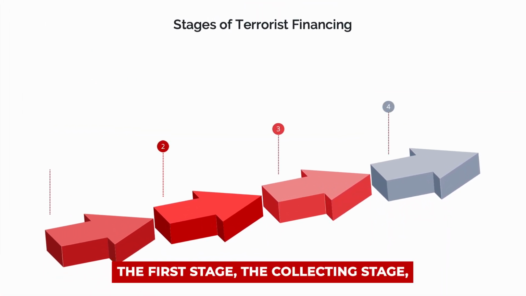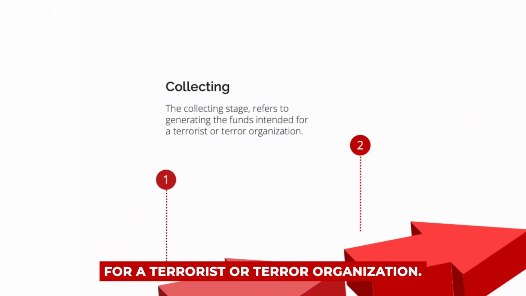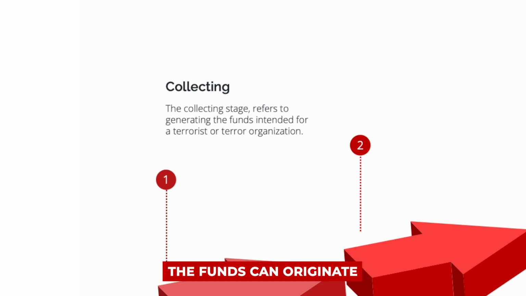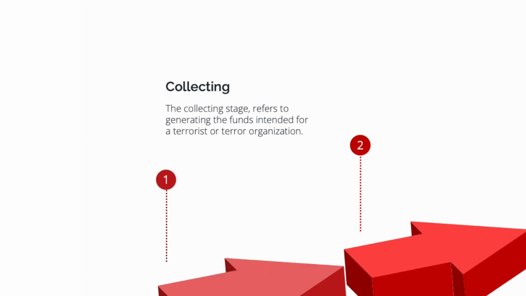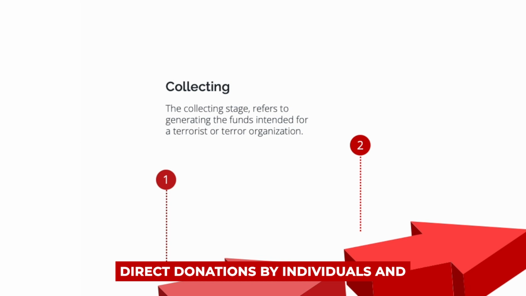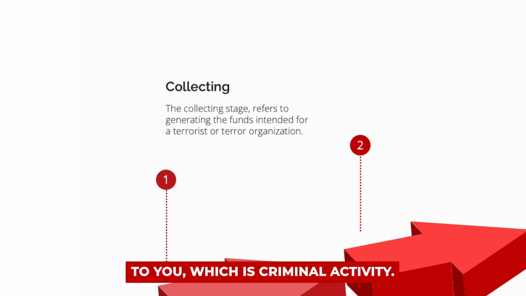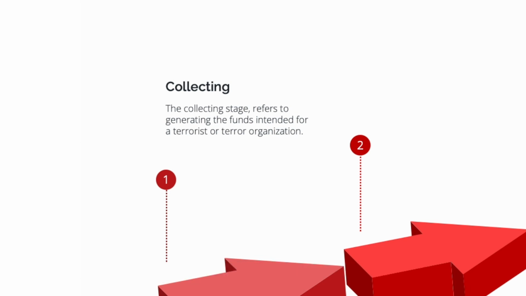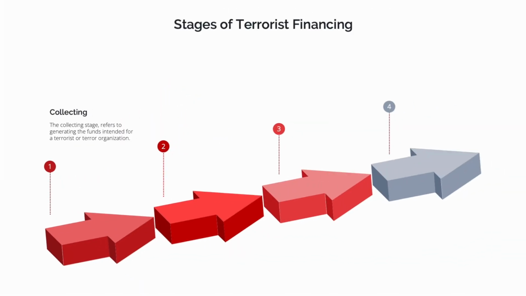Stage 1, collection. The first stage, the collecting stage, refers to generating the funds intended for a terrorist or terror organization. The funds can originate from a variety of sources. Typical sources of financial support for terrorist financing include direct donations by individuals and organizations, the use of charities and nonprofit organizations, and from something that might already be obvious to you, which is criminal activity. But terrorists can also generate funds from legal business operations.